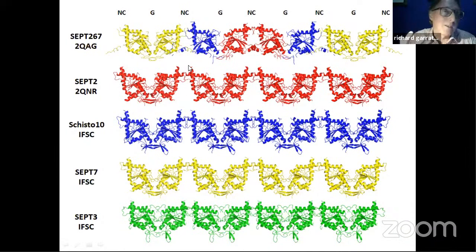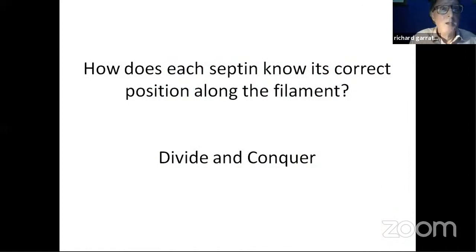And so that must be due to the kinds of interactions that we observe at each one of these interfaces. But this must be quite subtle, given that they're capable of forming the same interfaces with themselves in the absence of a correct binding partner. So this is really molecular recognition, at least from a protein crystallographer's point of view, in a very subtle sense of the term. So how does each septin know its rightful position?